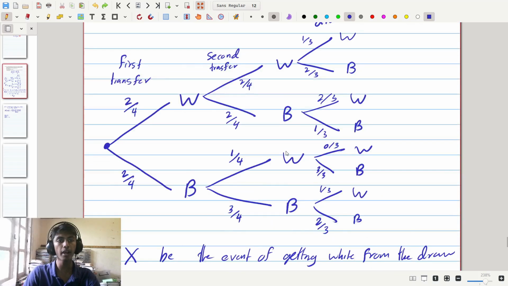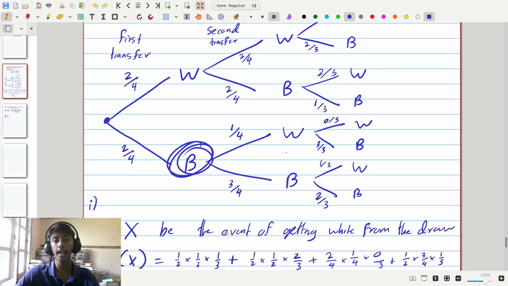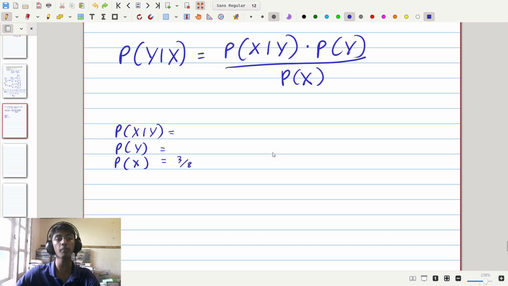Now, how about the probability of y? Well, the probability of y is this event occurring, and the probability of that event occurring based on the tree diagram is clearly obvious to be equal to 2/4 or a half. So therefore we can go down here and say the probability of y occurring is 1/2.